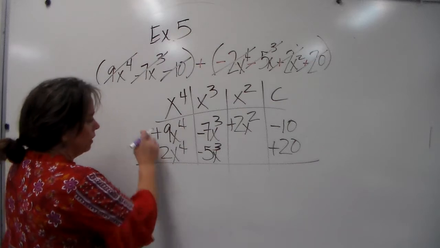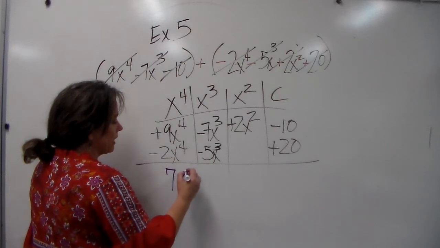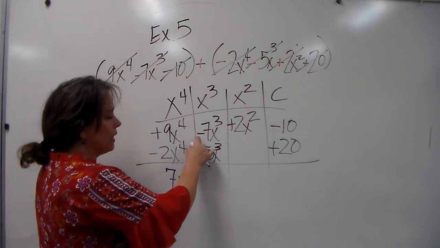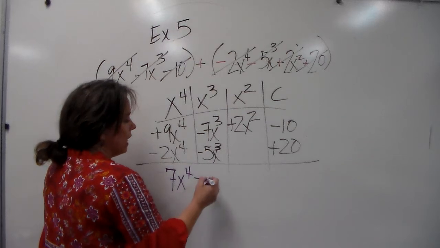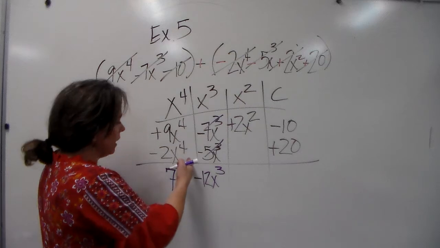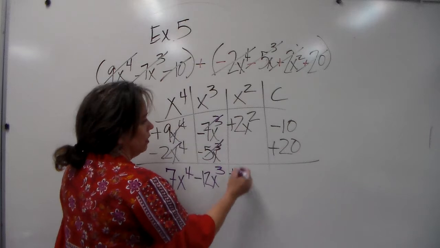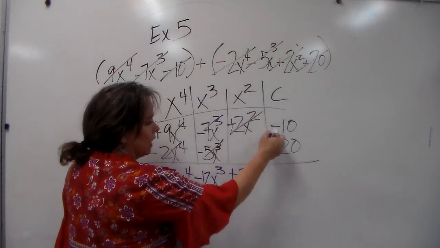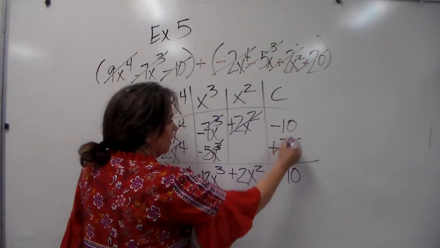So when we combine our positive 9 and our negative 2, we'll get a positive 7x to the fourth. We don't need to write that positive in front. A minus 7x cubed combined with a minus 5x cubed will give us that negative 12x cubed. Now, when we're combining like terms, the variable is not changing and our exponent is not changing. Nothing to combine with our x squared term, so we'll just bring it down. And then that negative 10 combined with our positive 20 will give us a positive 10.